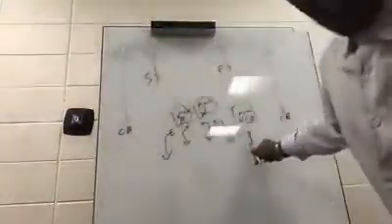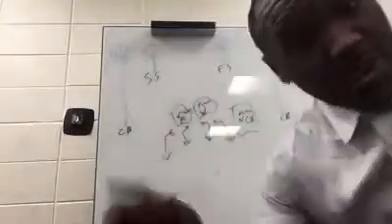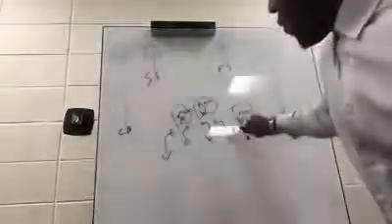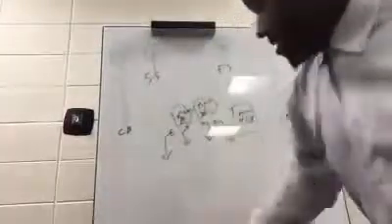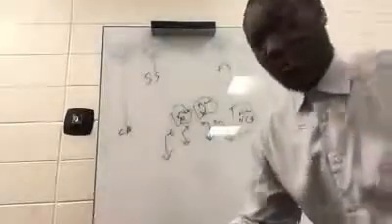But I guarantee you, with this formation, you're typically going to see either an athletic tight end with 2 wide receivers, or you're going to see 1 tight end, 3 wide receivers, 1 running back, and obviously the quarterback.